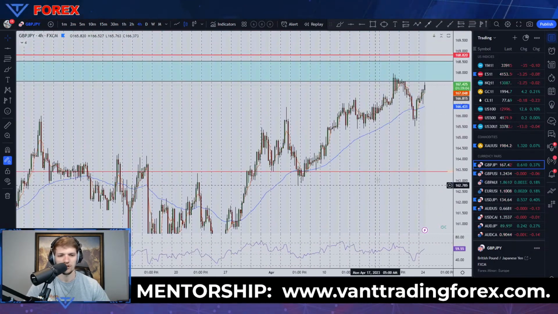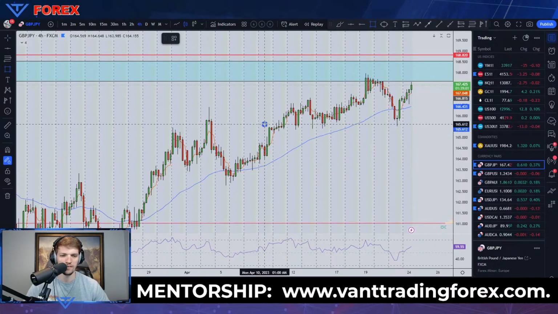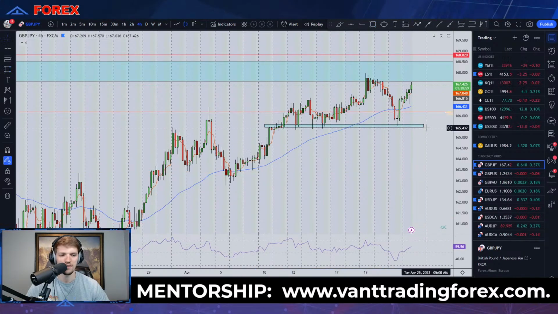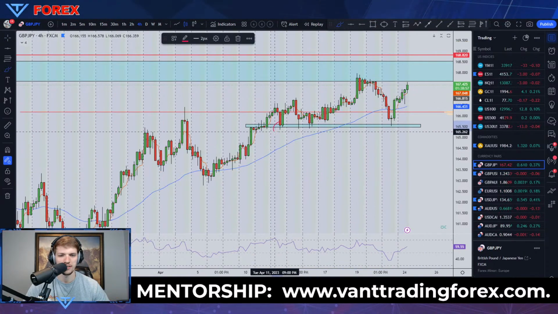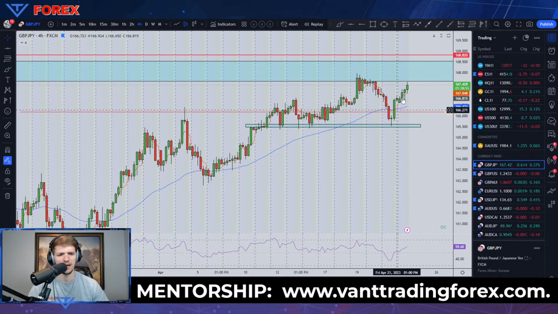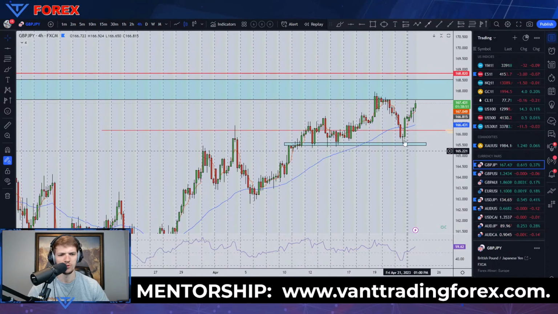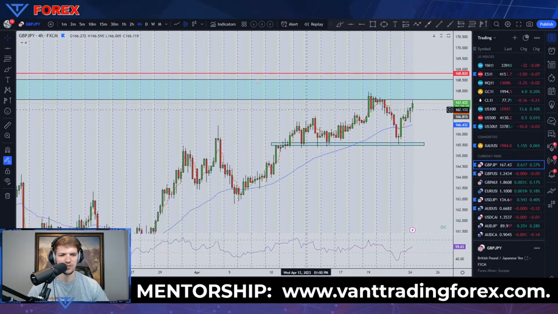Looking at the 4-hour chart. The 4-hour chart found some support off of this 165.5. Pretty strong dip buy area in the past. And we got a nice rally overnight into it. Filled this move from Thursday and Friday of last week.